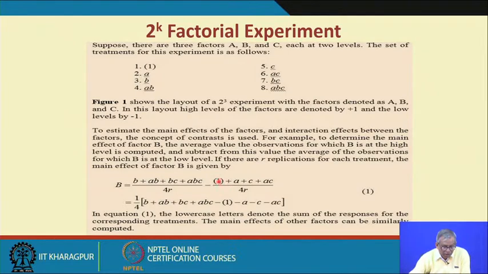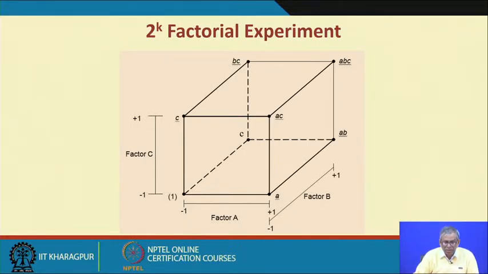And similarly here you will find that B is at the low level, B at the low level, B, the way we have defined the notation, when you write C, that means B at the low level. When you write AC, okay, the interaction, you find that B at the low level divided by 4 into R. So this is the ultimate simplified expression for capital B. In equation 1, the lowercase letters denote the sum of the responses for the corresponding treatments. The main effects of each factor can be similarly computed. That means we have just shown the calculation for factor B, but similar computations apply for the other two factors, namely factor A and factor C in this case. So this is the pictorial representation of, say, the 2 to the power k factorial experiment.